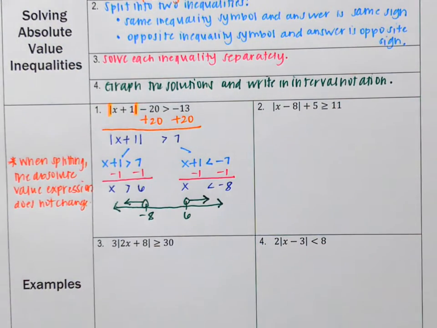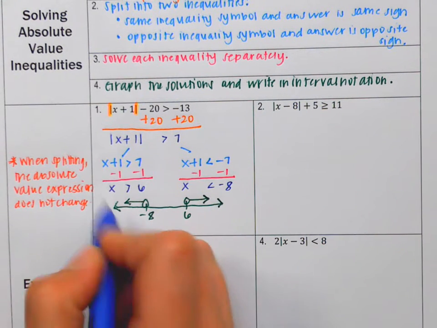So I'm thinking, is this an "or" inequality or an "and" inequality? Remember, "or" is going away from each other and "and" is coming together. So this one is actually an "or" inequality. So what we're going to do is write our final answer in interval notation.